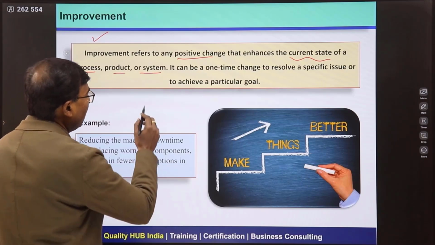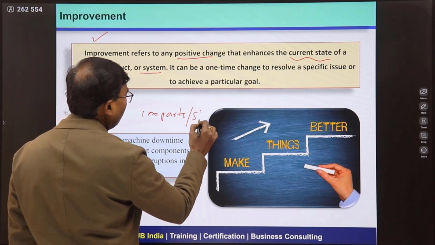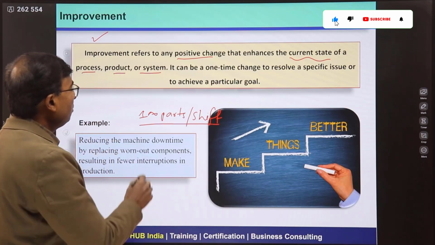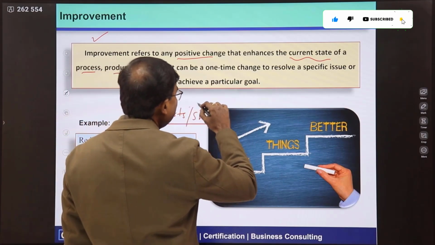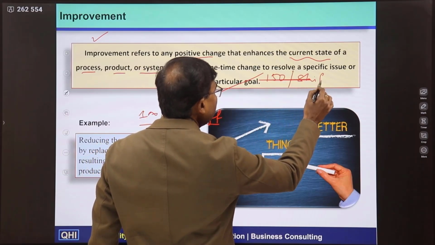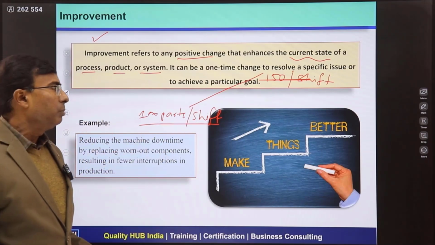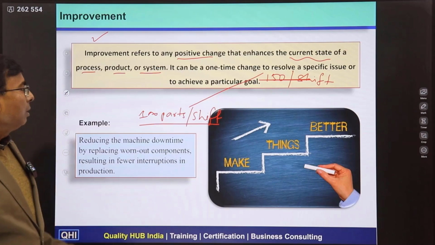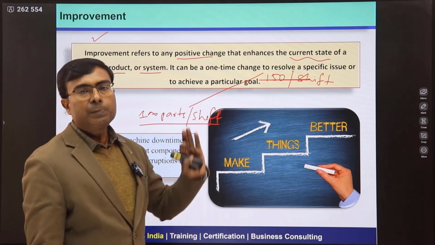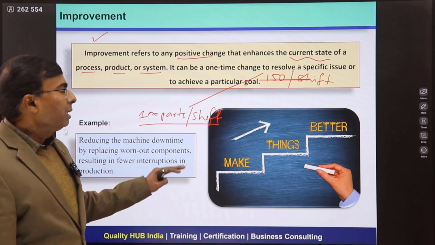Say for an example, right now you are manufacturing 100 parts per shift. Now from this level you change the state from 100 to 150 per shift by doing something. We are not going into how you are going to improve. Let's say you have done some Kaizen, you have done some project or quality circle, but you have changed the state from the current level of 100 parts per shift to 150 parts per shift. This would be called improvement because it has been done once.